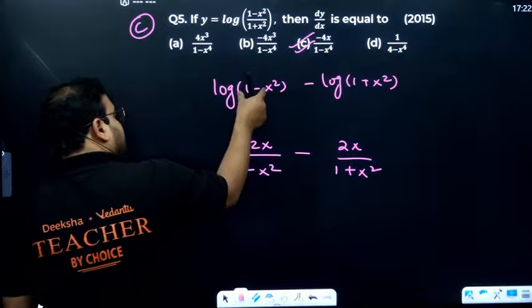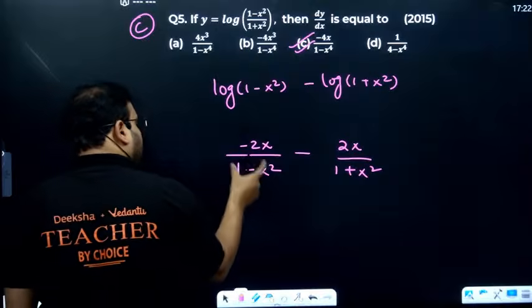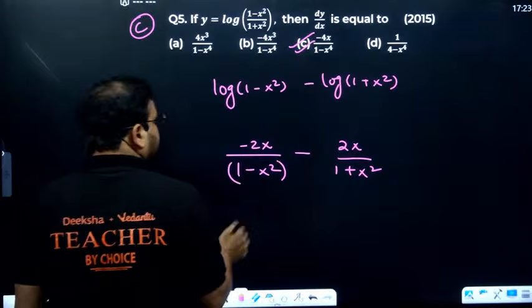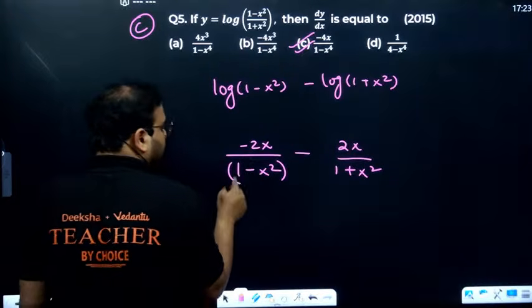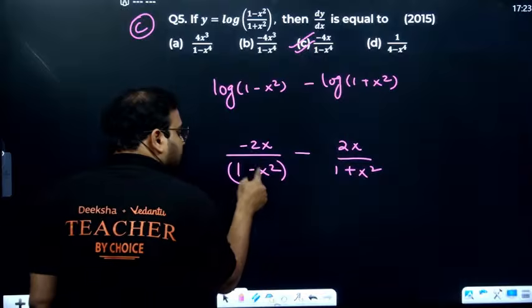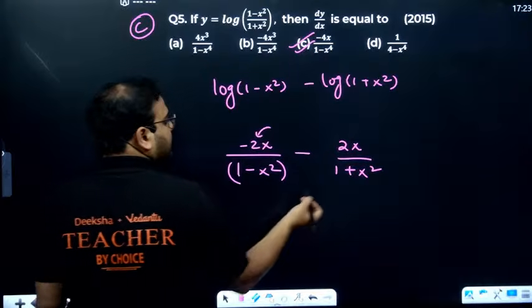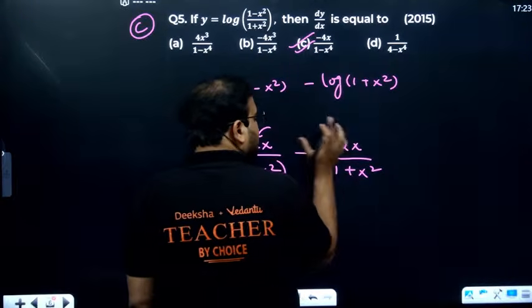How come, sir? Differentiate this log. You'll get this in the denominator. Now differentiate this part by chain rule. 1 will be 0. This will be minus 2x. That's why I've kept it over here. Same thing. This differentiation is 2x.